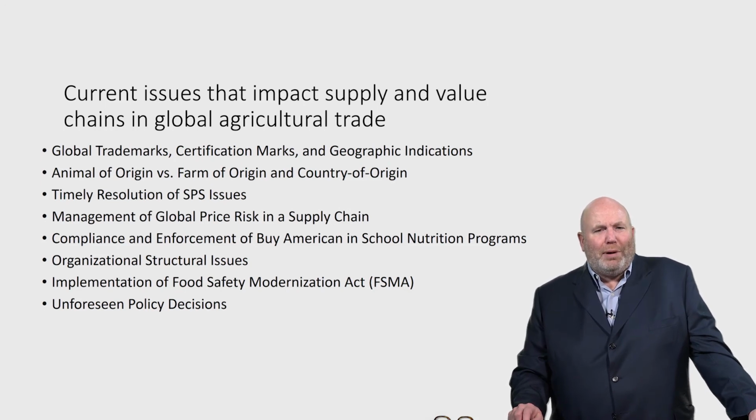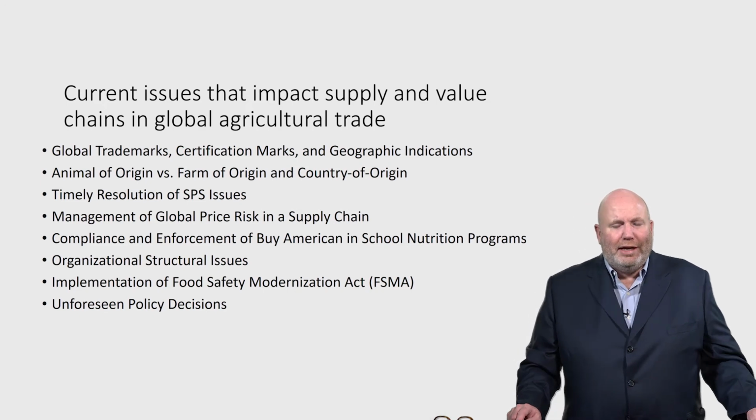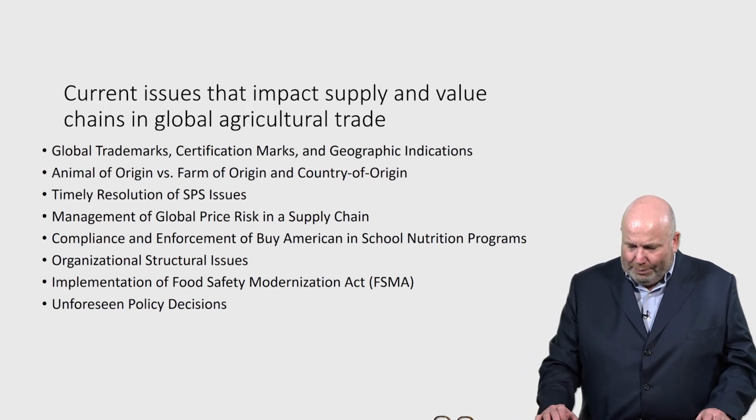So we have these policy decisions, like the tariff war in the summer of 2018 on soybeans. These are things that people can't foresee, and so they're very difficult to predict, and they all have implications on producers.